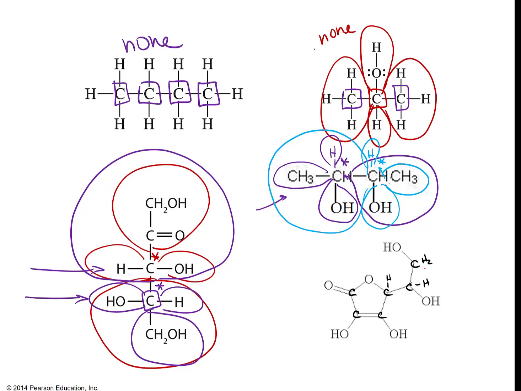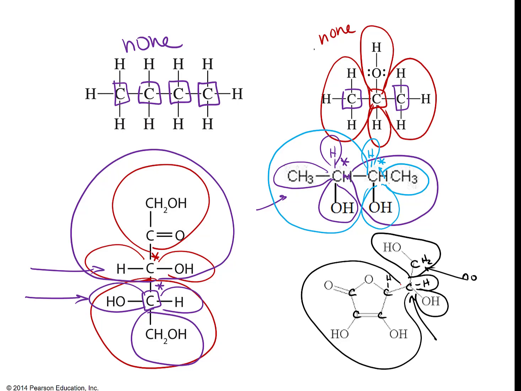So would this one be chiral? No, because it's got 2 hydrogens, right? It's CH2, so this one's a no. What about this one? No, because you got 2 carbons. No, it's not 2 carbons. Remember, I've got to count this whole thing and this whole thing. Are all 4 of those different? So that one's chiral. This is vitamin C. Vitamin C has a chiral carbon. It's ascorbic acid.